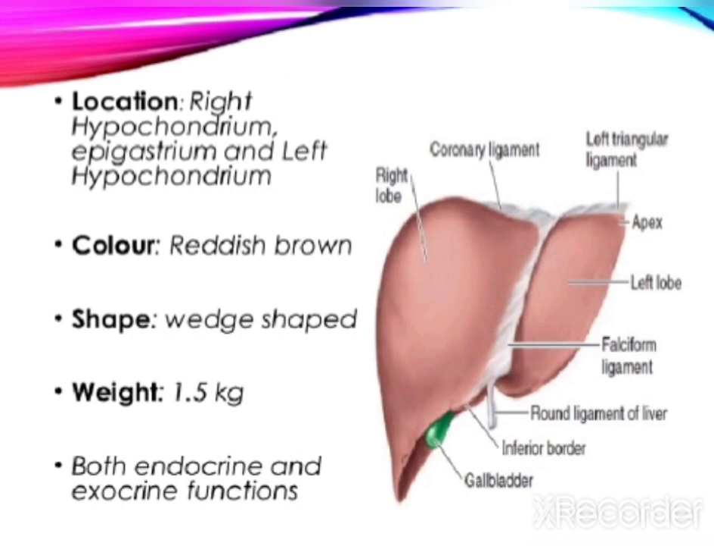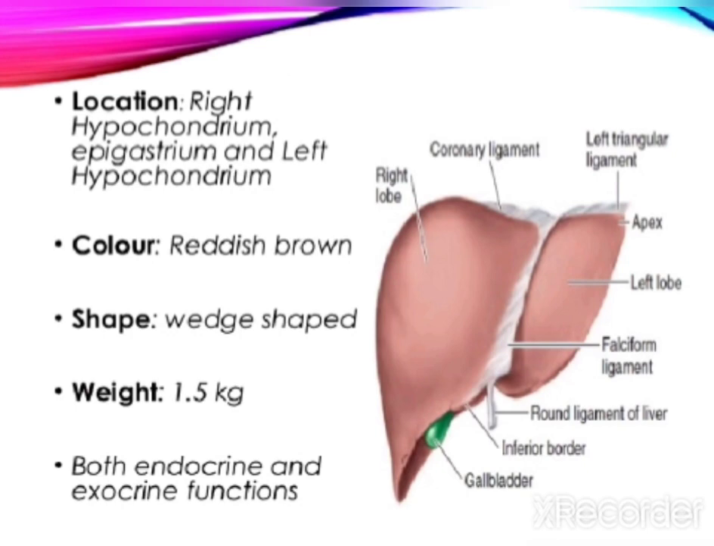Its location is in the right hypochondrium, epigastrium and left hypochondrium. It extends from the right hypochondrium to the left hypochondrium and the epigastrium also. It weighs differently in male and female: in males it's about 1600 grams, and in females it is about 1300 grams, and it is a wedge shaped structure. It is both an endocrine gland and an exocrine gland.